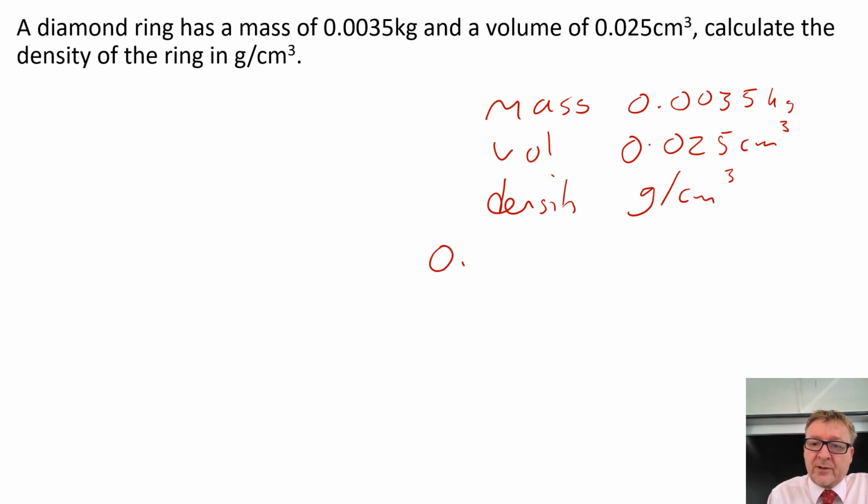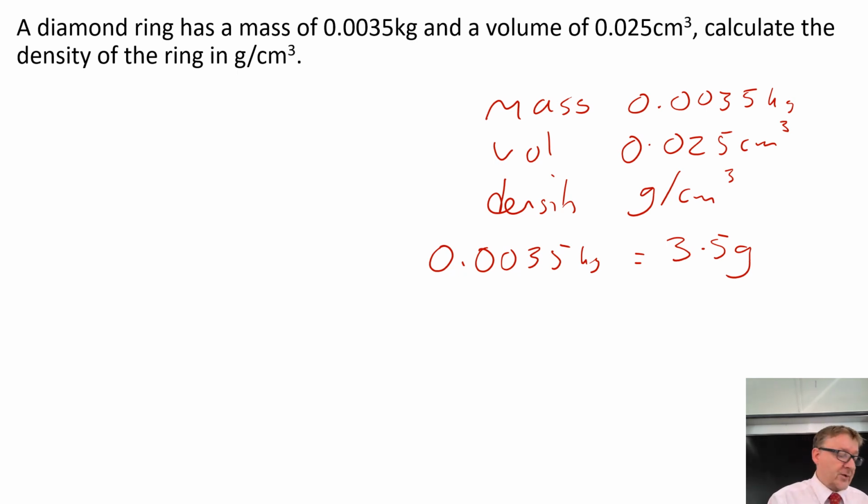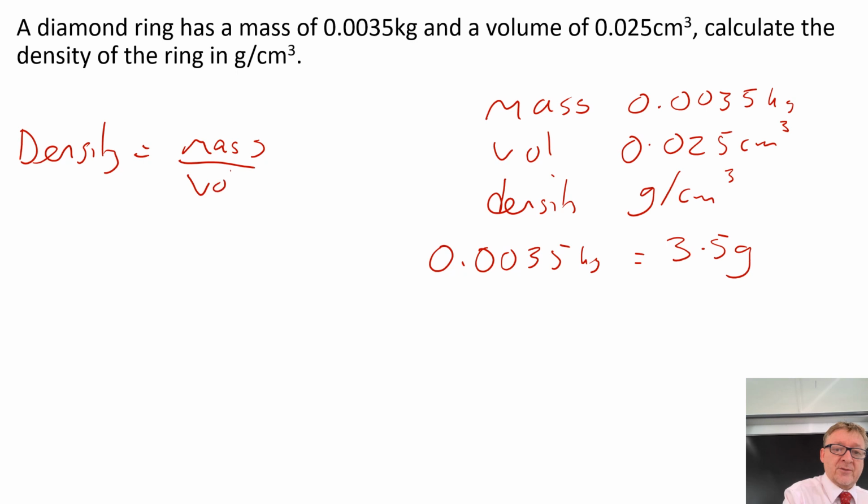So 0.0035 kilograms, changed by 1,000, will be 3.5 grams. All right, now I did that the wrong way around really. I should have done my formula first, shouldn't I? So I'll put it down now. Density equals mass divided by volume. I was just so excited about the kilograms into grams. Grams per centimetre cubed.